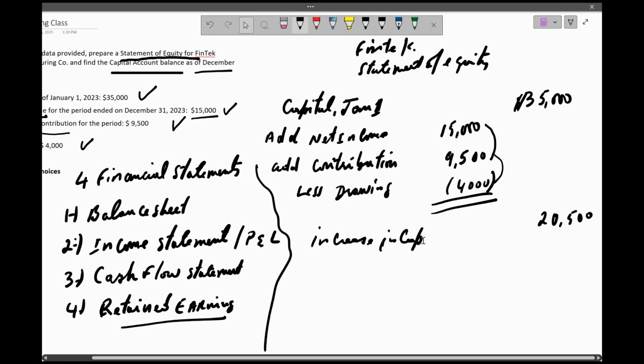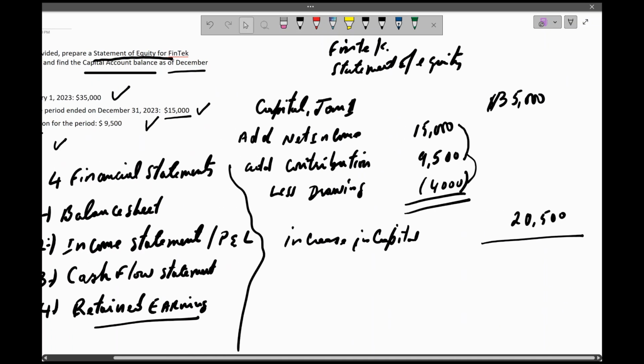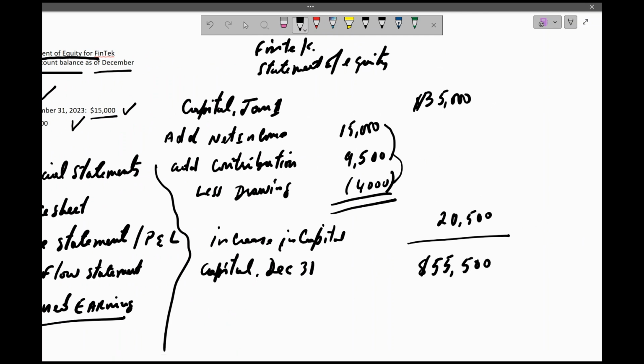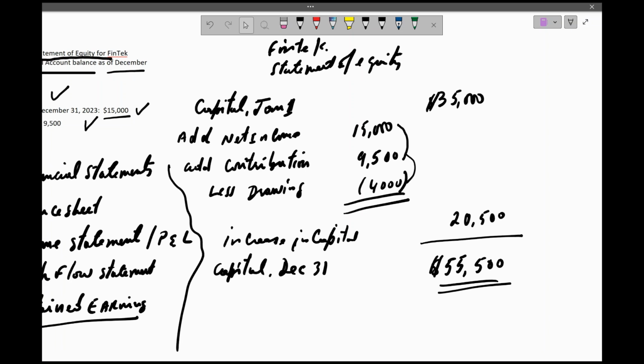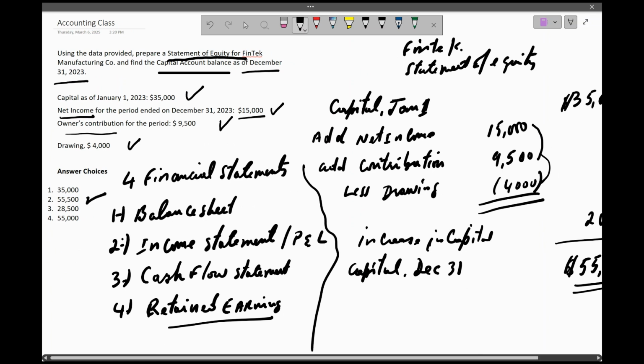So this is an increase in capital, 20,500. Now at the end of the period, capital December 31st is going to give you 55,500, which is the value. The business made some profit, so the capital at the end of the period is 55,500. So with that in mind, we have our answer over here, which is number two, 55,500.